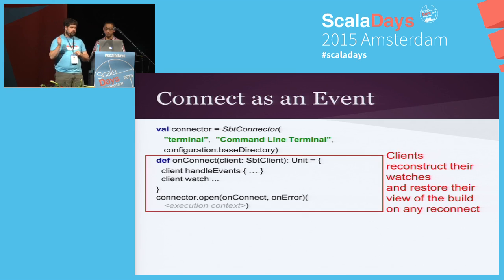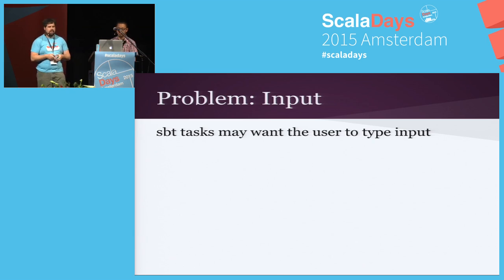Yeah, so you want to restore your view of the build on reconnect. So that way things don't get inconsistent. The next problem we had was actually input. In SBT, you run the run task and you just type right in there. But now the thing is on a server. So how do we have the server get the input from the client?